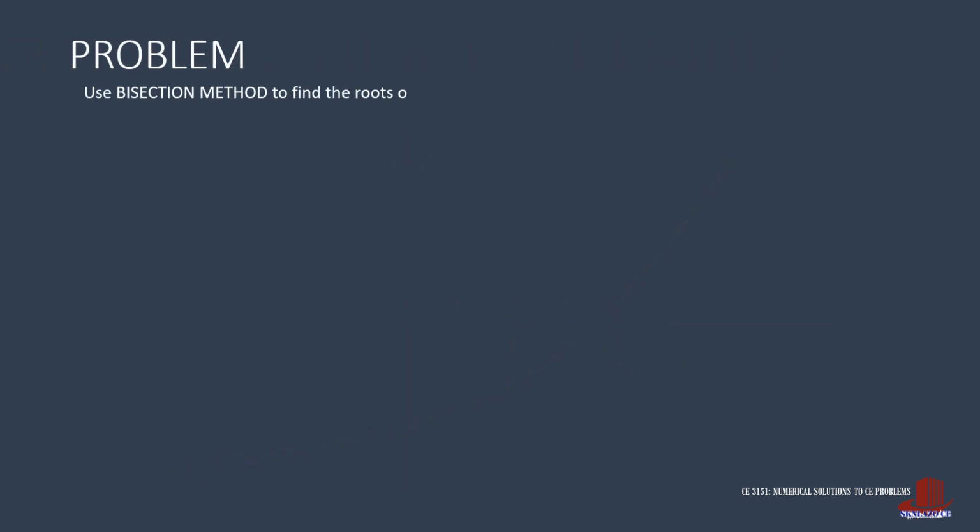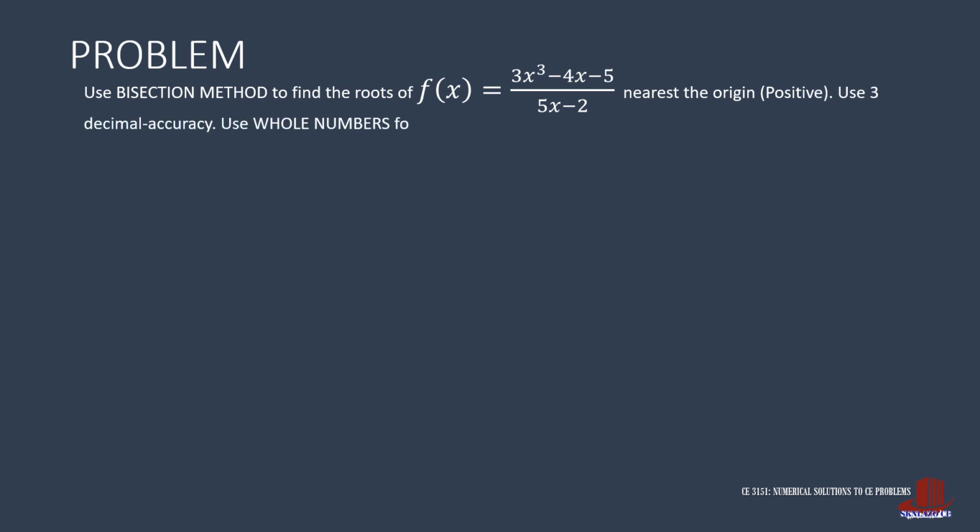We are to look for the root of the function (3x cubed minus 4x minus 5) all over (5x minus 2) that should be nearest the origin on the positive side of the number line. We are to stop when we reach 3 decimal zeros, and we are again to start with whole numbers as initial values. Just like every method, start with the initial values, whereby we assume a value of 0, targeting the instruction that the root should be near the origin.